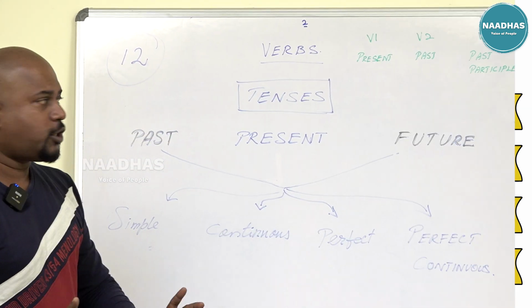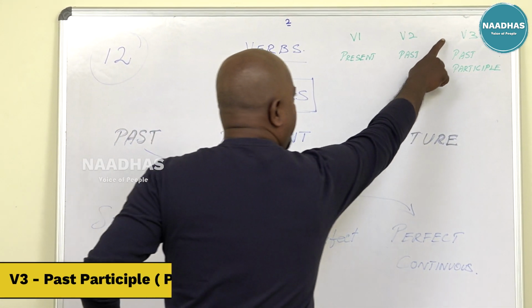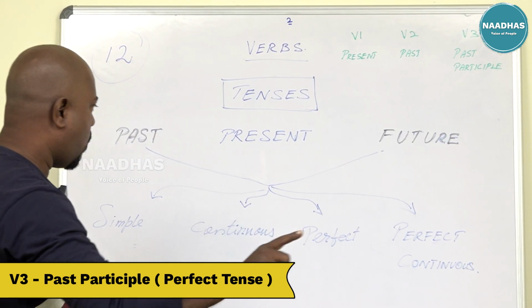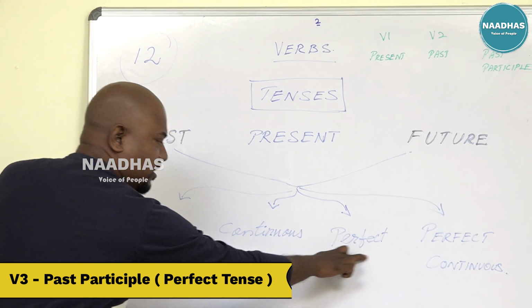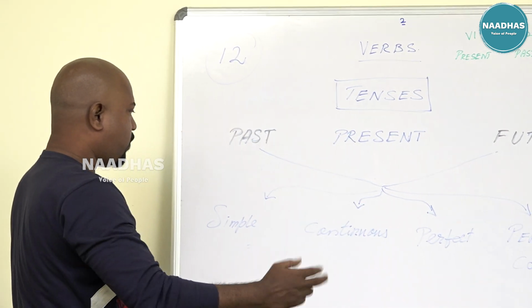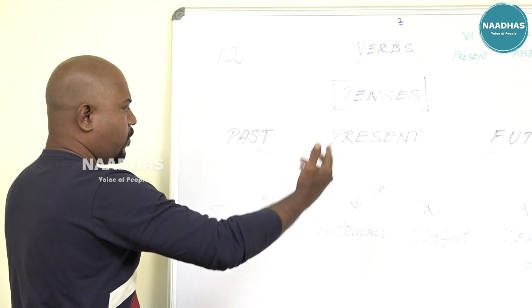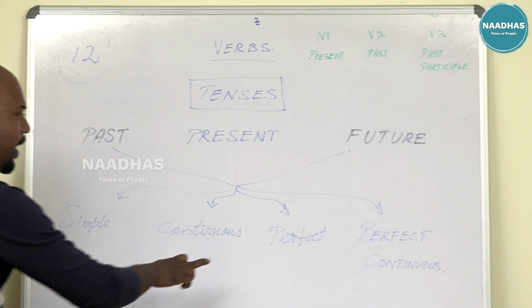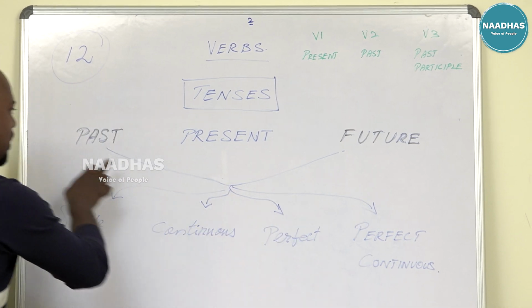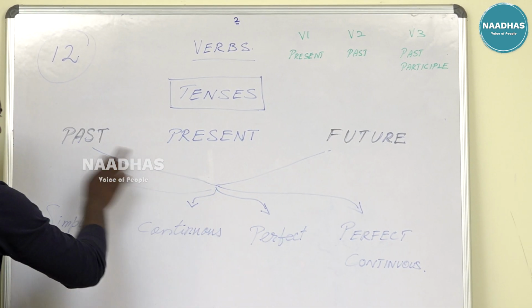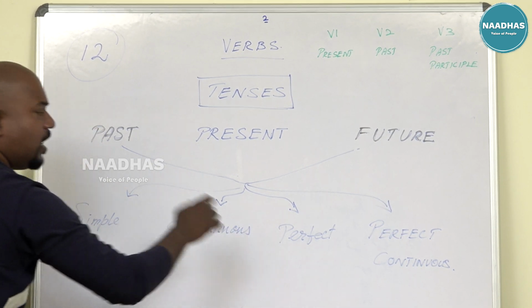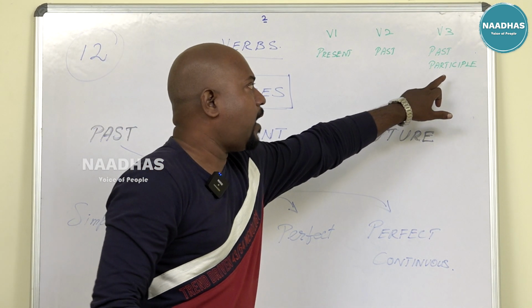And please make sure the V3 form, the past participle, is used only for the perfect tense, right? Not for the simple and not for the continuous. You have to use it only in the perfect tense, meaning present perfect, past perfect, and future perfect. Only in these perfect tenses do you have to use the participle form.